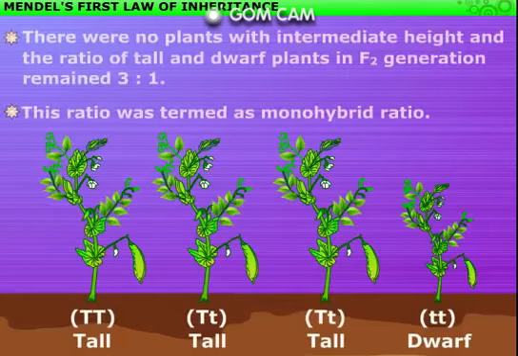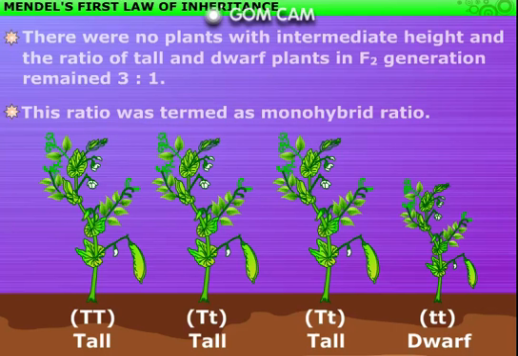This experiment showed that there were no plants with intermediate height, and the ratio of tall and dwarf plants in F2 generation remained 3:1. This ratio was termed as monohybrid ratio.